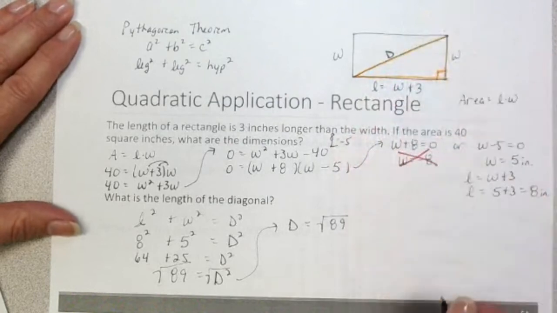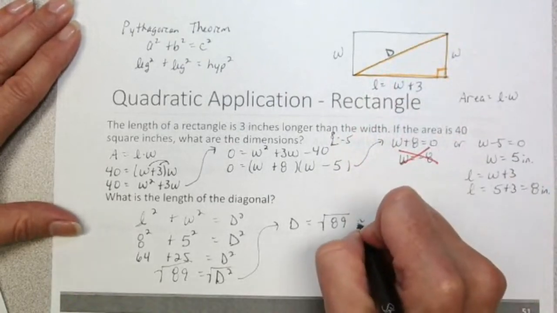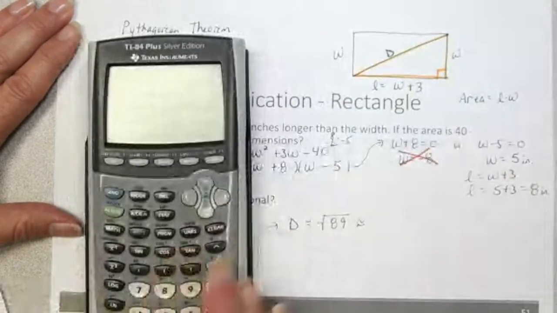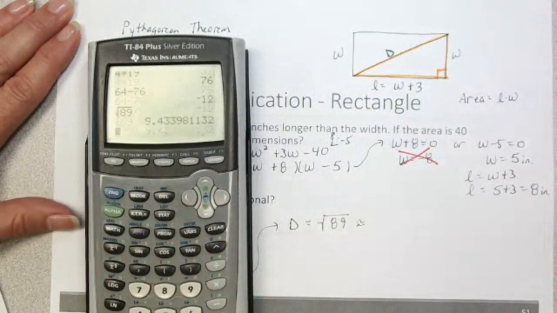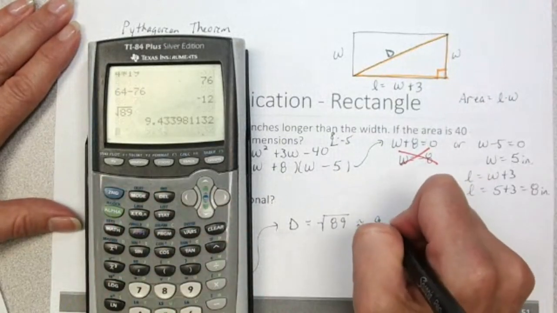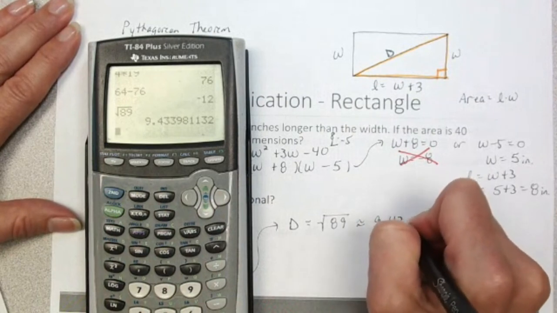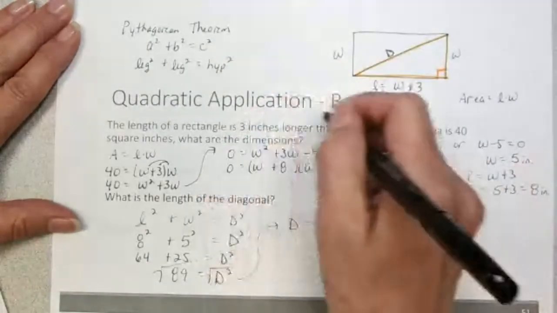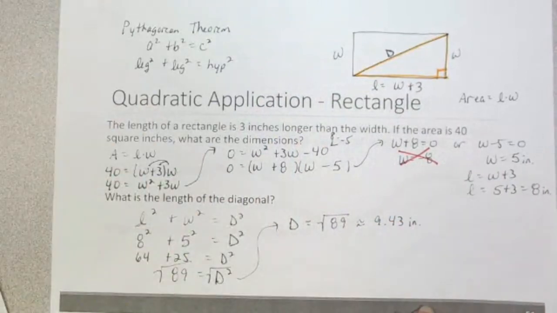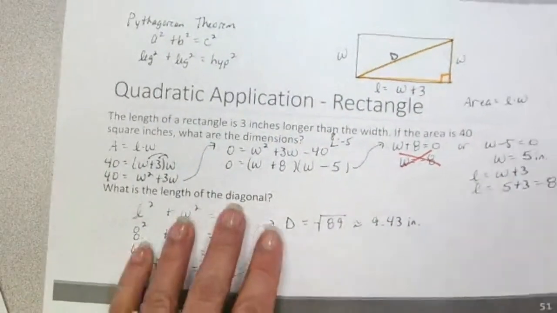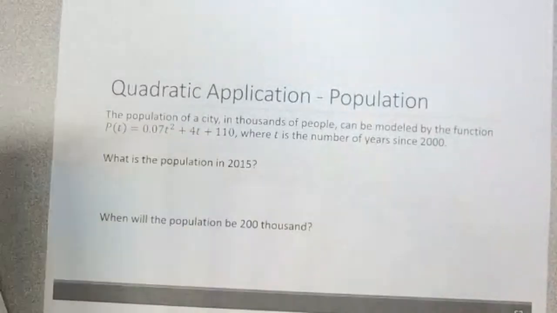Square root of 89 is kind of odd when we're thinking about the length of a diagonal, so I might approximate that as a decimal. Let's see what it is. The square root of 89 is approximately 9.43, and our units here are inches. Kind of a fun little application. Let's look at one more.